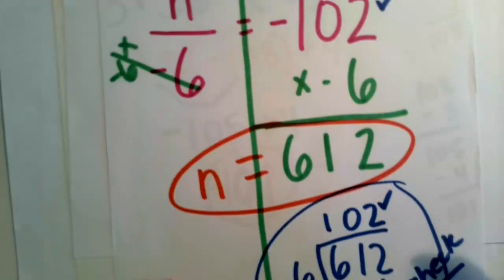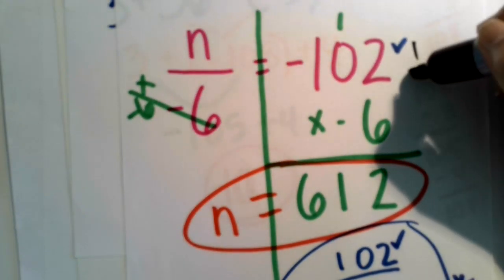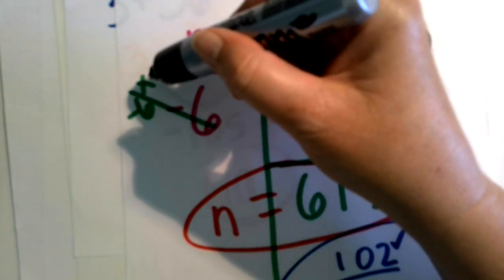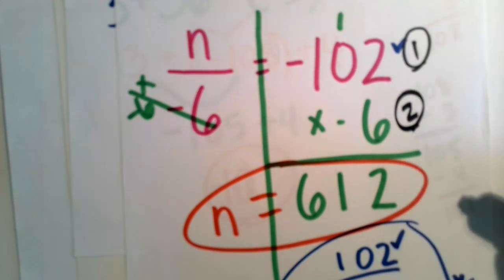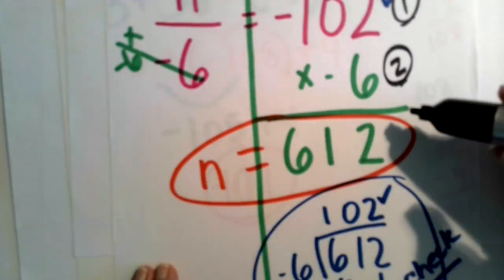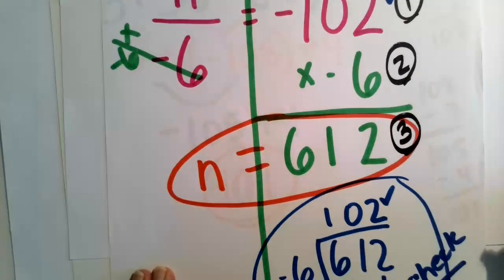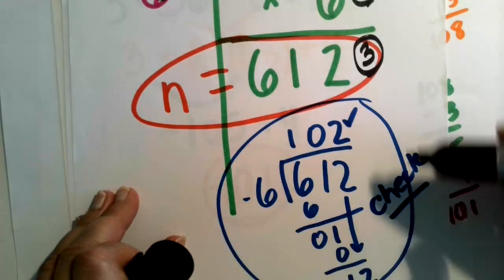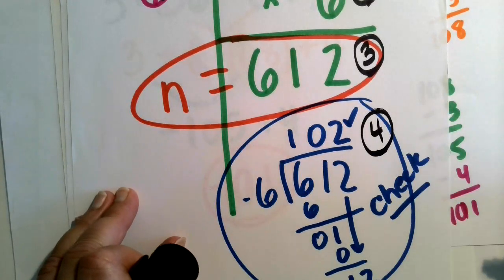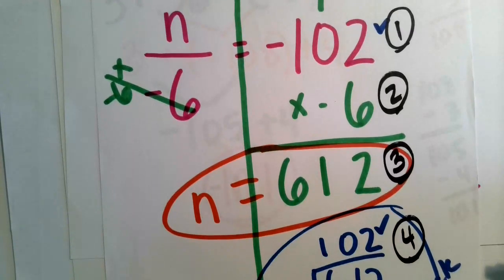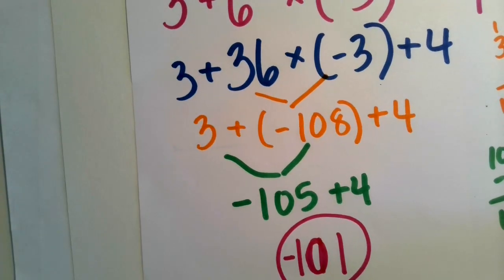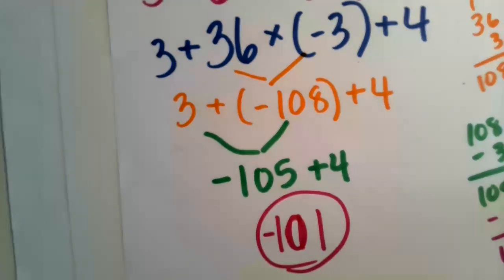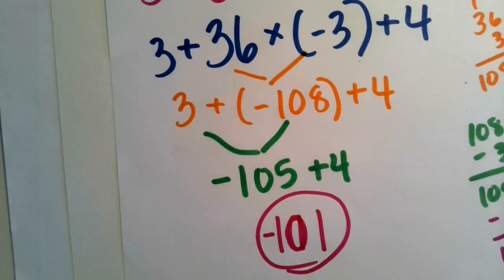So writing it down, 1 point. Where you're multiplying by 6, that's another point. Where you circle the correct answer, that'll get you 3 points. Then where you show the check, that will get you the 4 points. So every equation on the test will be worth 4 points. Each problem with order of operations will be worth 5 points to show your work with that as well.